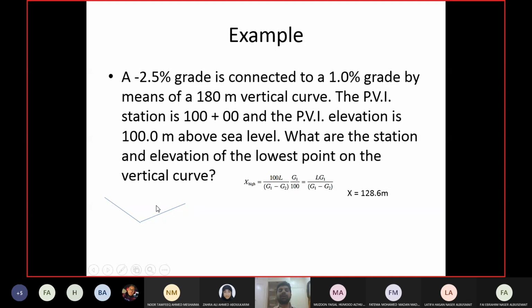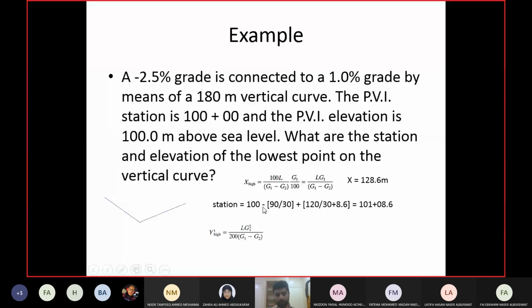The first thing we will do is find out the x and y1 values. For x we have the equation. I need L and G1 and G2. L is 180, G1 is minus 2.5, G2 is 1. You put them in, x is 128.6 meters. Then we will find out y1. Again, you know L, G1, G2. Y1 is minus 1.61 meters. Minus indicates that I have to subtract. So don't worry, minus comes, let it come. Y1 can be minus or plus, no problem. I will put it as it is in the next step.